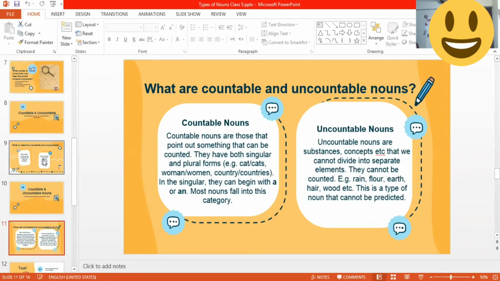They cannot be counted. Obviously, they cannot be counted. Like rain. Rain cannot be counted. Hair, wood, these are all things that cannot be counted or separated.